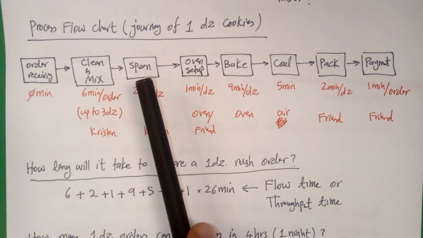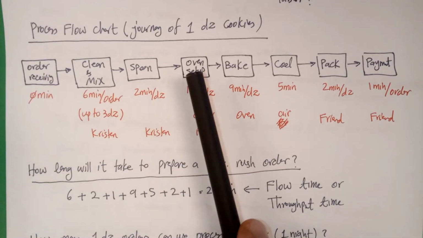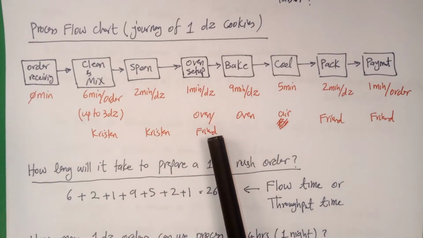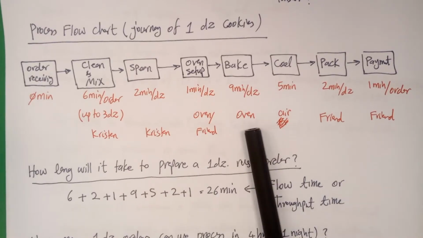Then spoon, 2 minutes per dozen. These two are done by Kristin. Setting up the oven is done by the friend, but the oven is also involved in that. And then I have oven baking for 9 minutes, cooling for 5 minutes. That is done by air. Packing and payment: packing is 2 minutes per dozen, and payment is 1 minute per order, both done by the friend.